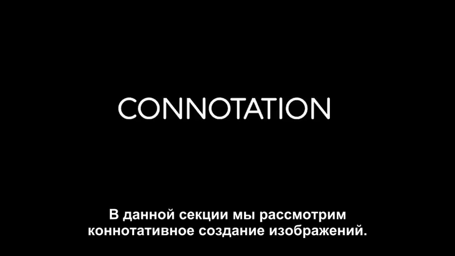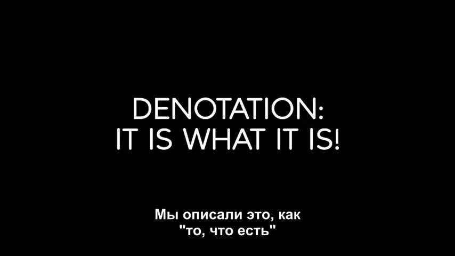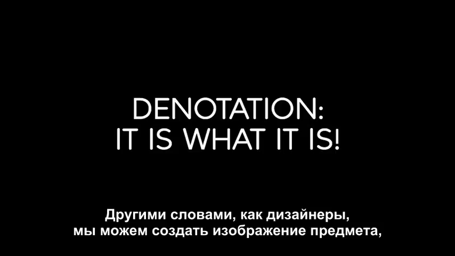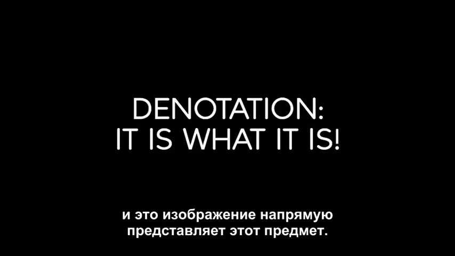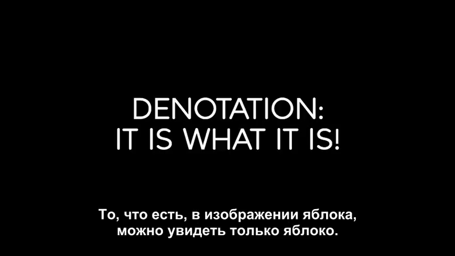In this next section, we're going to look at connotation with images. Now, we've already looked at denotation, and we described that as being, it is what it is. In other words, as a designer, we might make an image of an object, and that image directly represents that object. In other words, it is what it is. The image of the apple can only be read as being an apple.